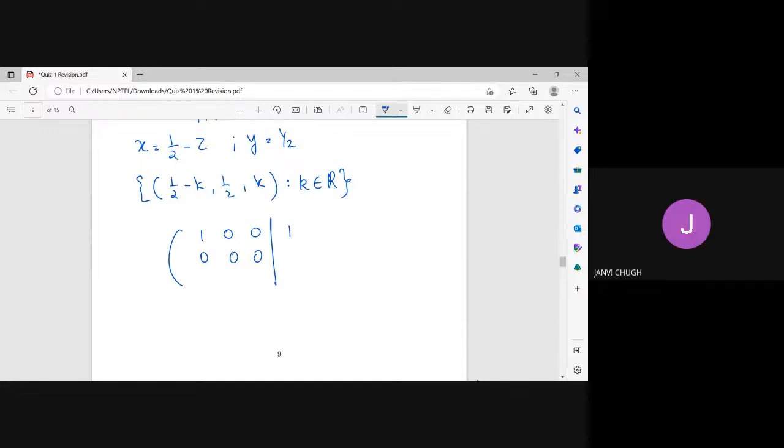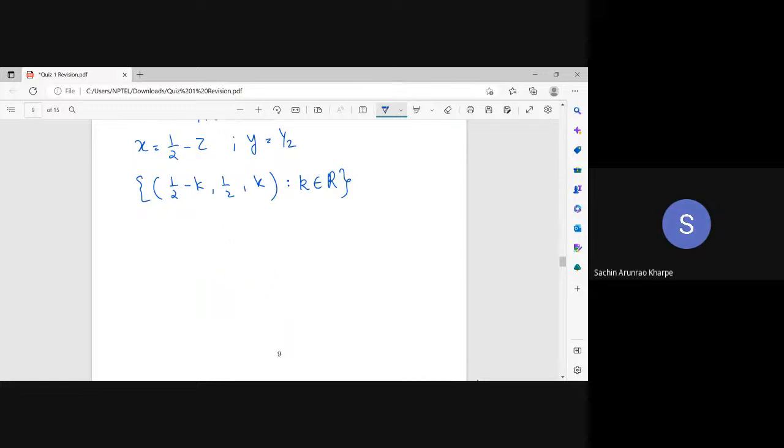Ma'am, it will be infinitely many solutions if one variable is independent. Here, two of the variables are independent, right? No solution. But no solution, right? If there is a solution, it will have infinitely many solutions. If we have zero in place of two, then it will be infinitely many.